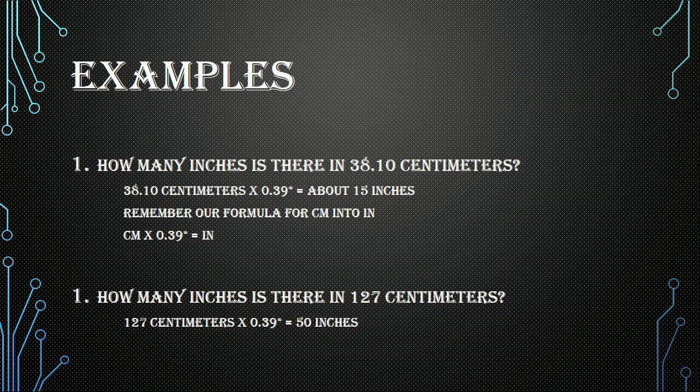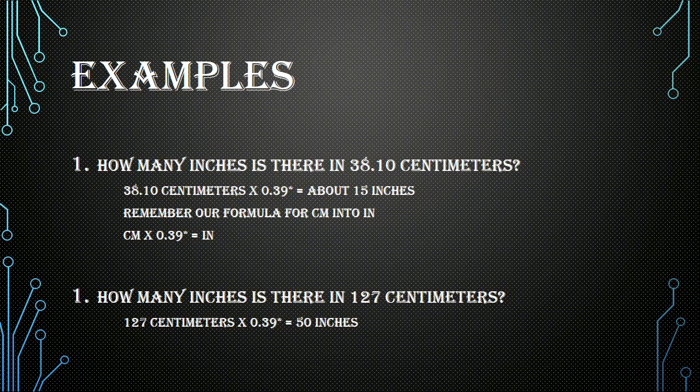On to our next set of examples. We have to remember that this is a new formula because we are converting centimeters into inches. And the formula again was centimeters times 0.39 will equal our inches. So for the first question, we take 38.10 centimeters, multiply it by 0.39, and we get about 15 inches.